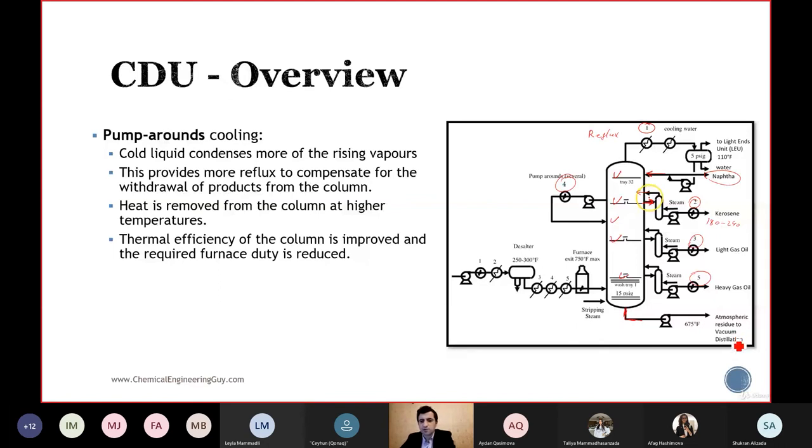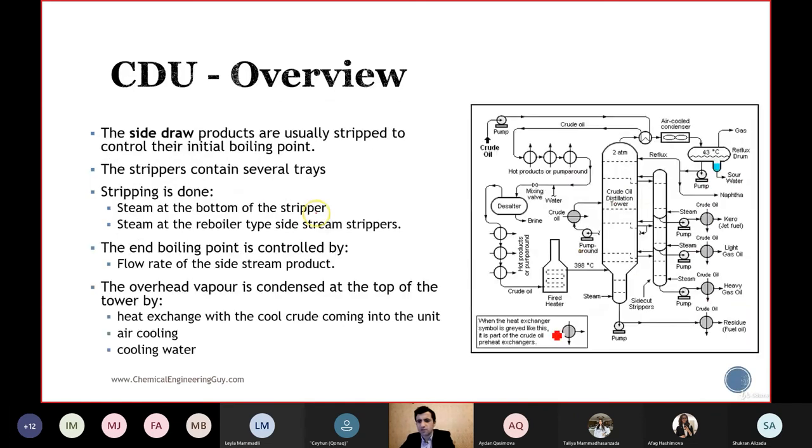These pump arounds have, I think, yes, when the heat exchanger symbol is gray like this, it's part of the crude oil preheat exchangers. As you can see, these heat exchangers are part of the heat exchanger network here. We preheat the crude oil in the heat exchanger, and for these side streams, we add steam here to strip the lighter products. Let's say we have the kerosene here. What is the lighter product? It is naphtha. If there is naphtha left in the kerosene, we can strip it with steam. If kerosene is left in light gas oil, we strip it with steam, and so on.